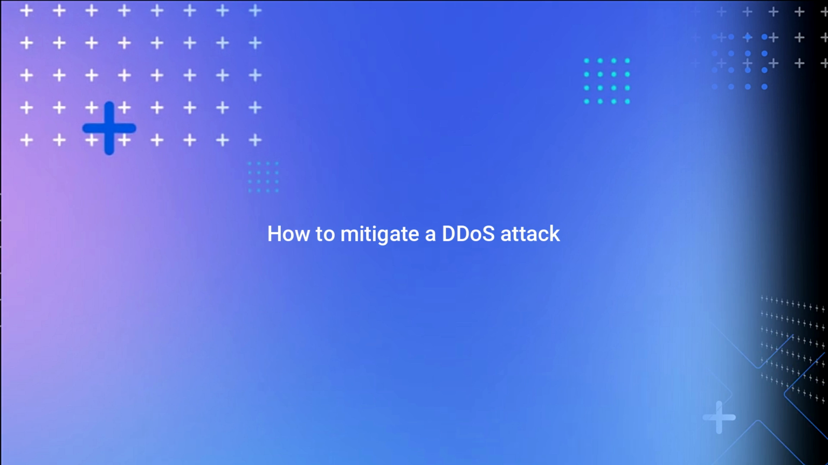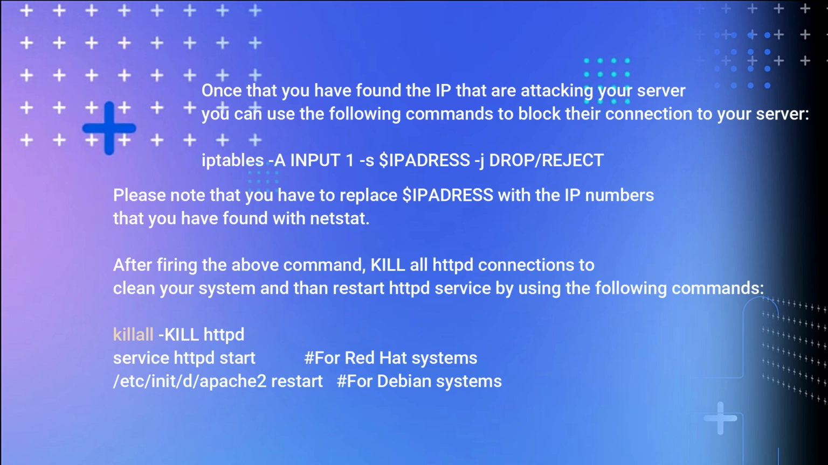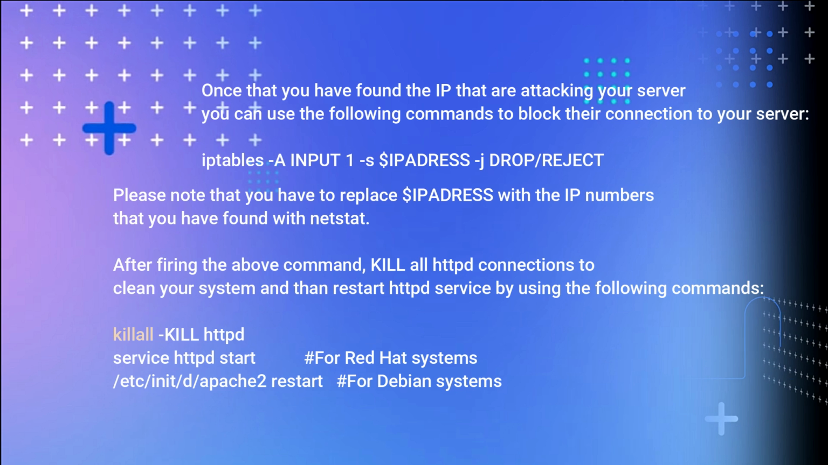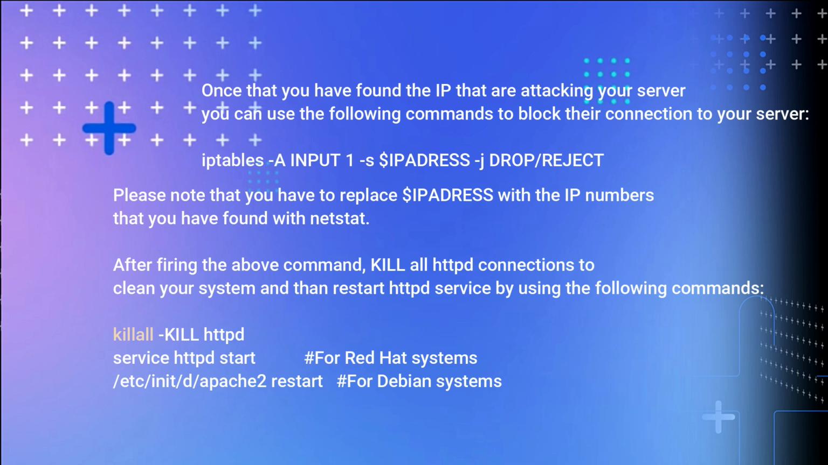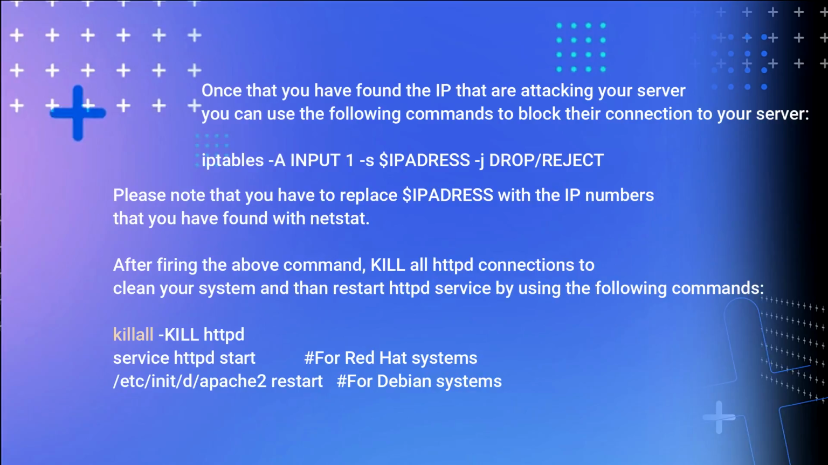How to mitigate a DDoS attack. Once you have found the IPs that are attacking your server, you can use the following commands to block their connection to your server. Please note that you have to replace $IP address with the IP numbers that you have found with Netstat. After firing the above command, kill all HTTPD connections to clean your system, and then restart the HTTPD service by using the following commands.